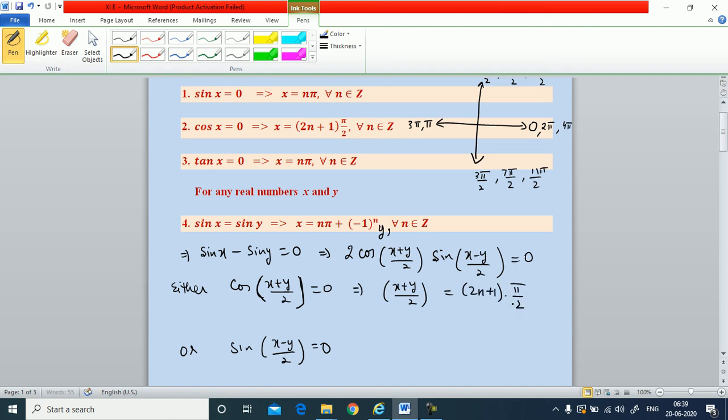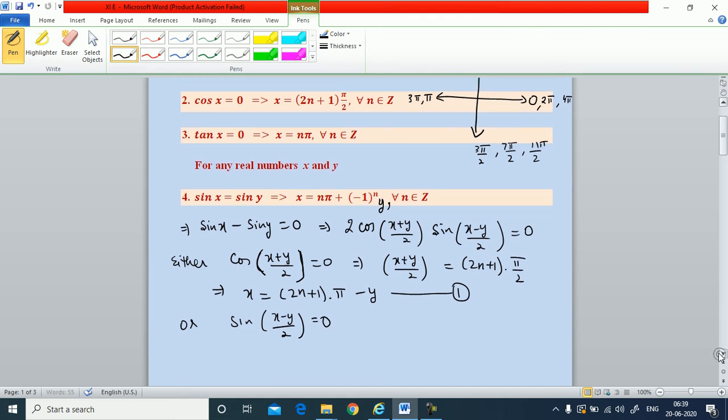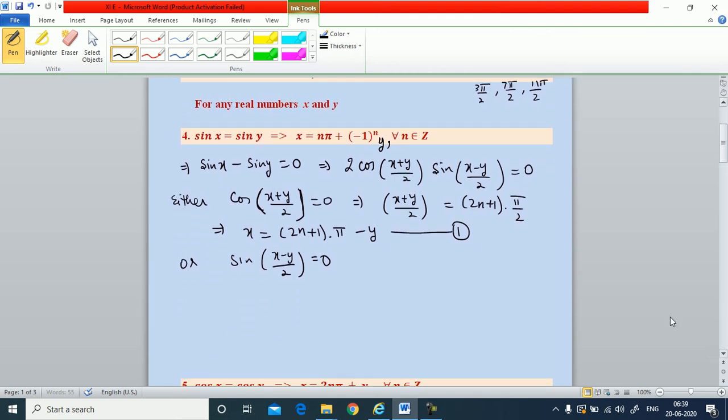So if you see here, 2 on both the sides, we can cancel out, and then we can shift y to the right hand side, and we get x is equal to (2n plus 1) into pi minus y. So this is giving us one set of possible values of x. Okay, let us explore the next one.